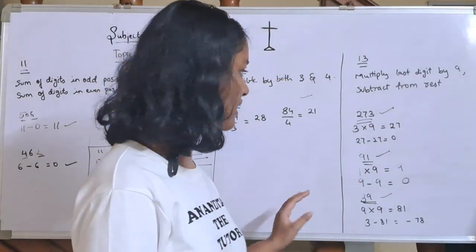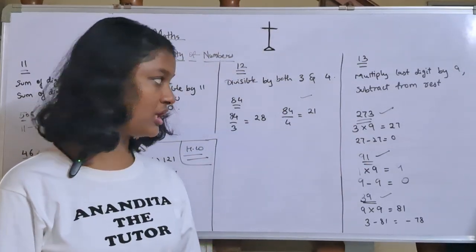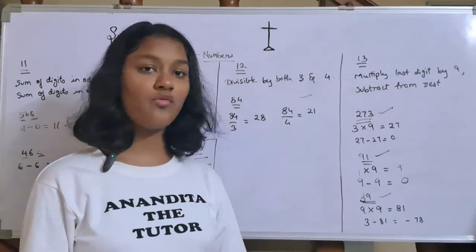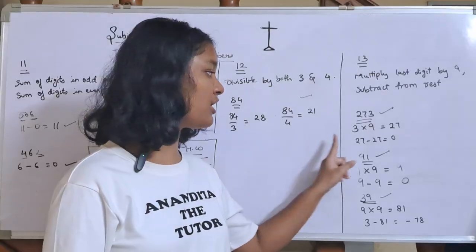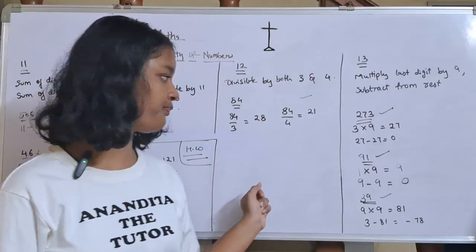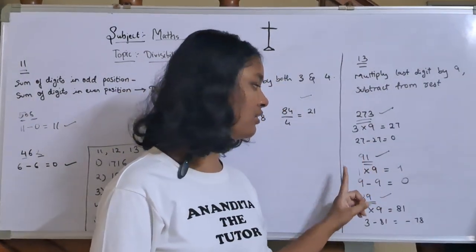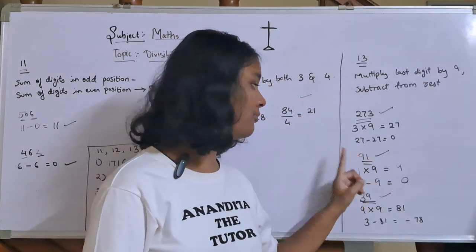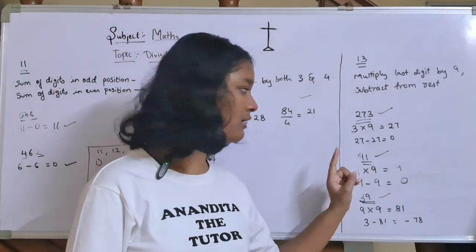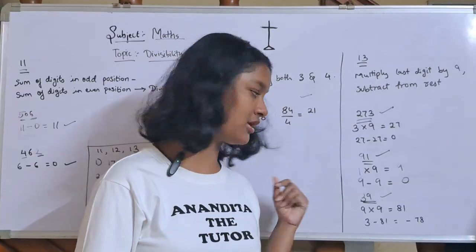I have 3 examples here. First number is 273. Which is the last digit, that is the units digit? It is 3. So 3 into 9 is 27. And what are the remaining numbers? 27. So 27 minus 27 is 0. So it is divisible by 13. Then 91. Units place digit is 1. You have to multiply it by 9, so the answer is 9. The remaining number is also 9. So 9 minus 9 is 0. It's divisible by 13.